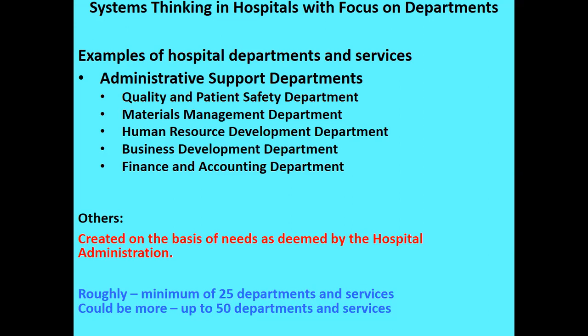Other departments and services can be created by the hospital owners on the basis of needs as deemed by the administration. Thus, roughly a hospital can have a minimum of 25 departments and services. The number could be more, or it can go up to 50 or even more.